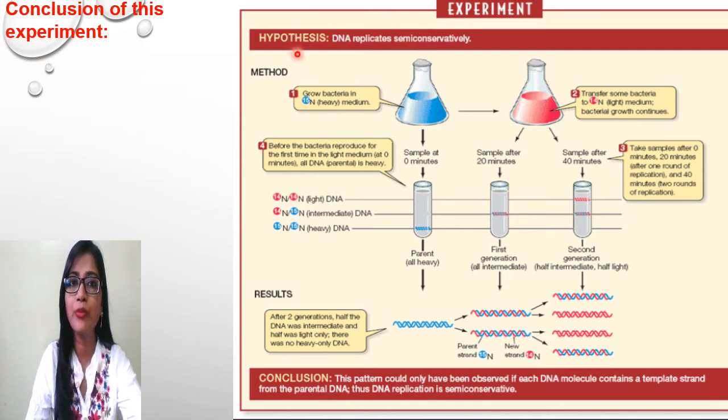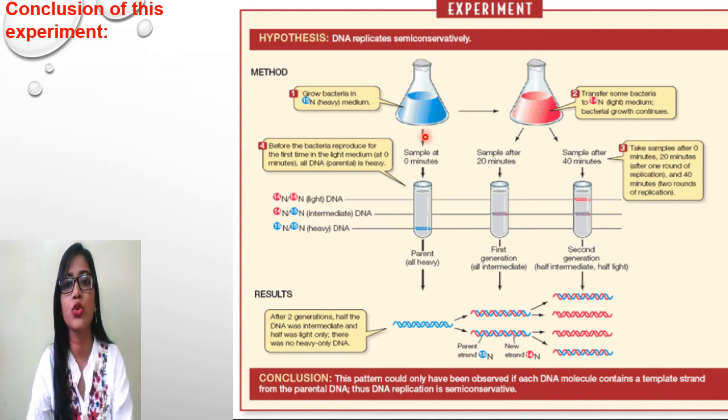So this is the summary of the Meselson and Stahl experiment. What is the hypothesis? DNA replicates semi-conservatively. That was their hypothesis: that after the replication of DNA, one strand is the old one, while the other strand is newly formed. So what method did they use? This is one flask, this is another flask. This blue colored flask contains the N15 medium, that is, it contains the heavy isotope. N15 is the heavy isotope. So they allowed the growth of bacterial cells in this medium.